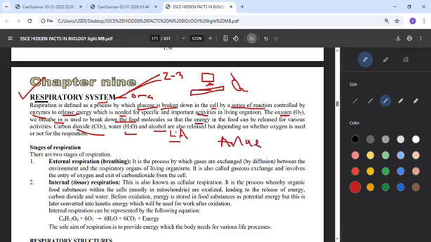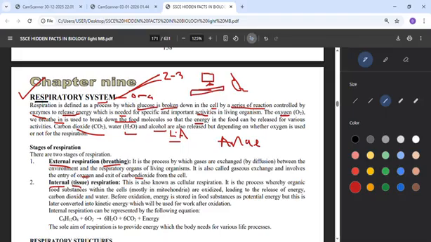Now let's move to stages of respiration. We have external and we have internal. External is the breathing, the way we breathe in air and breathe out air. We breathe in oxygen and we breathe out carbon dioxide. That's external. For internal, they call it tissue respiration instead of breathing.